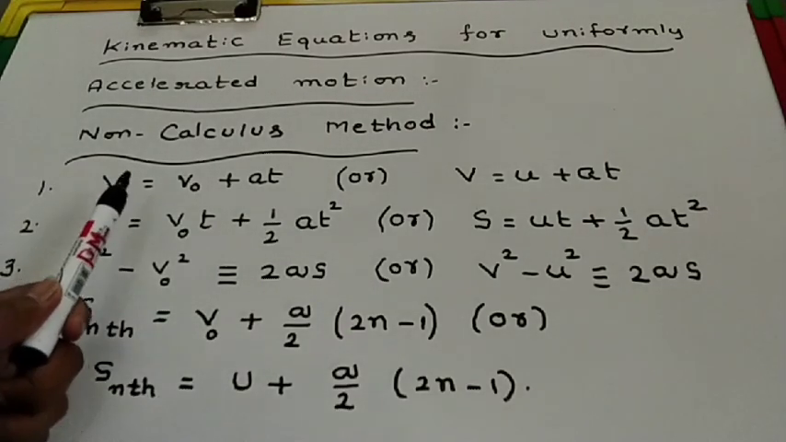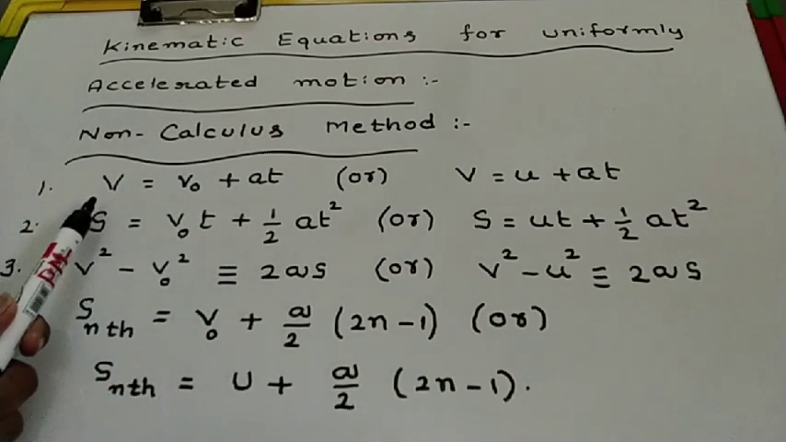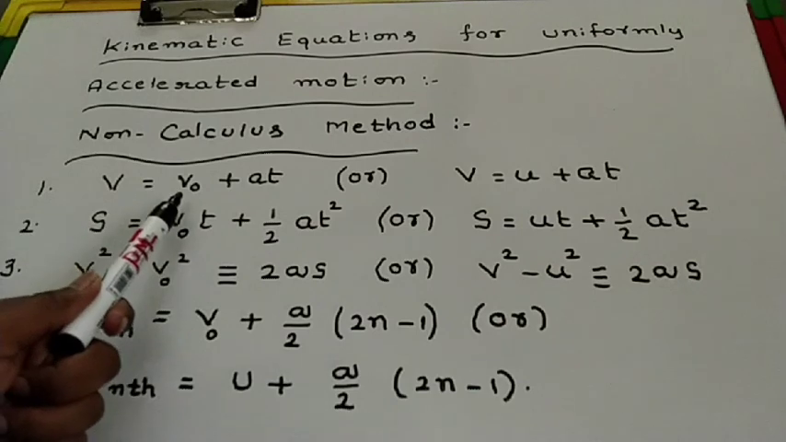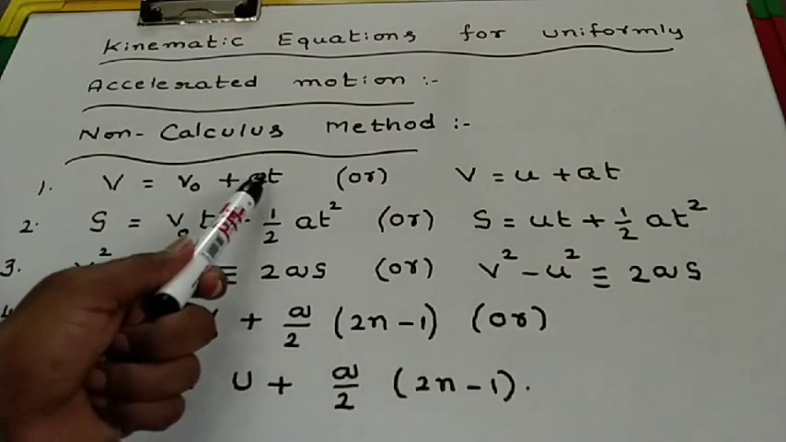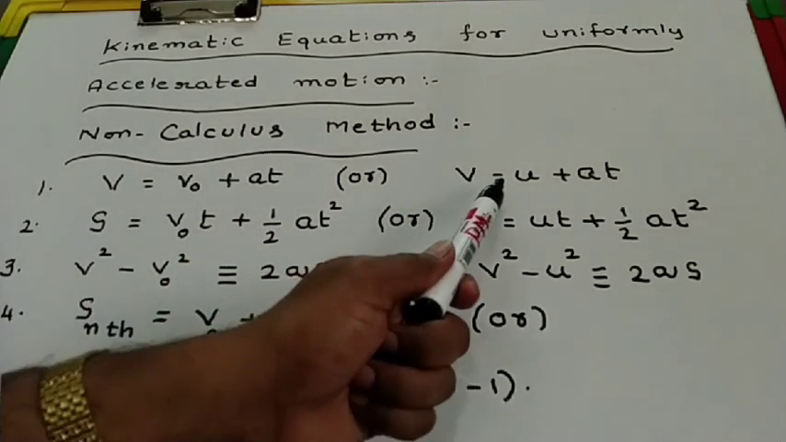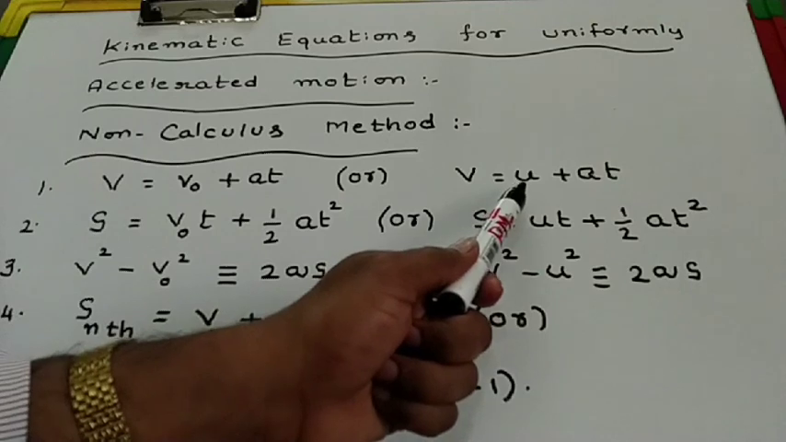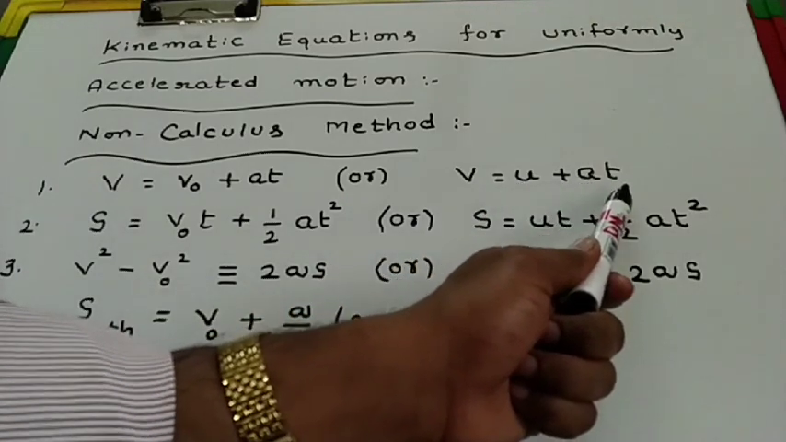Here V is equal to V naught plus AT. V is the final velocity, V naught is the initial velocity, A is the acceleration, T is the time. Similarly, V is equal to U plus AT, where V is the final velocity, U is the initial velocity, A is the acceleration, T is the time.